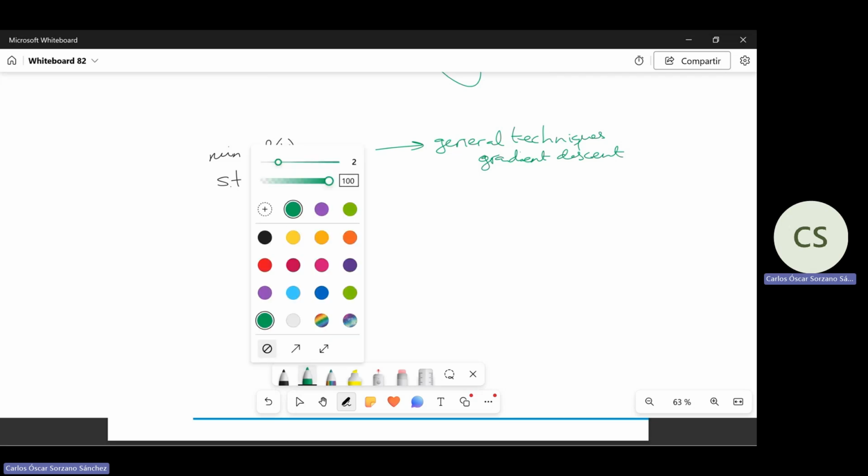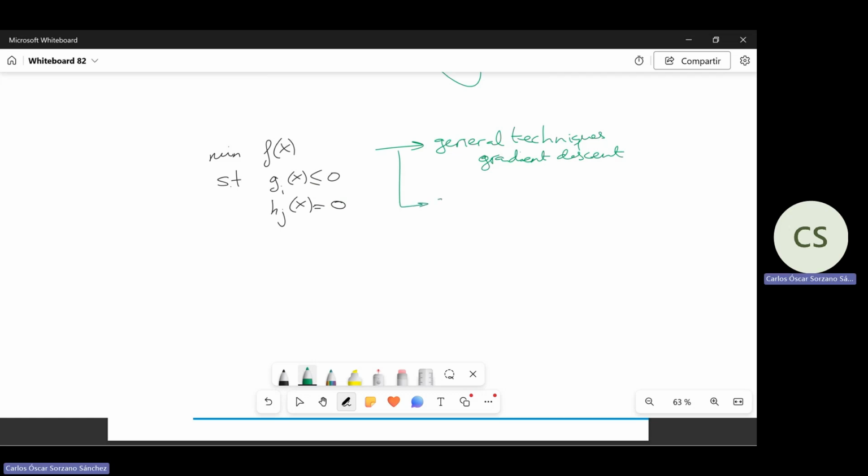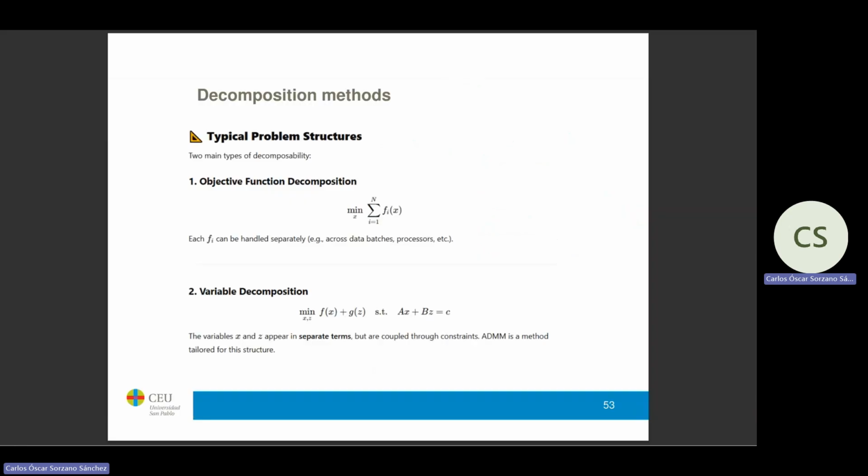Today, what we are seeing are specific techniques. We started with the proximal and splitting methods, for problems that can be formulated in this way. And the ones that we will see now are the decomposition methods, for problems that can be formulated in these ways.